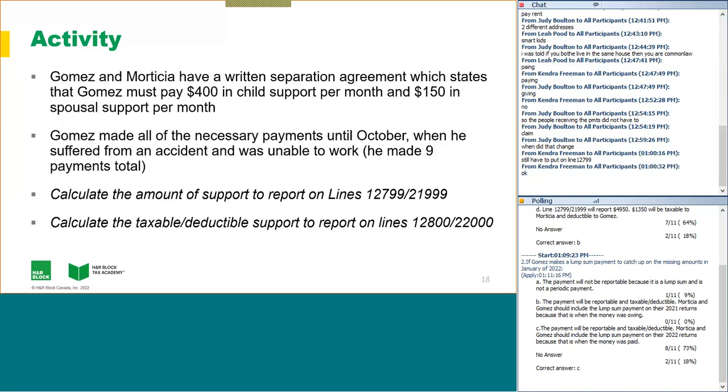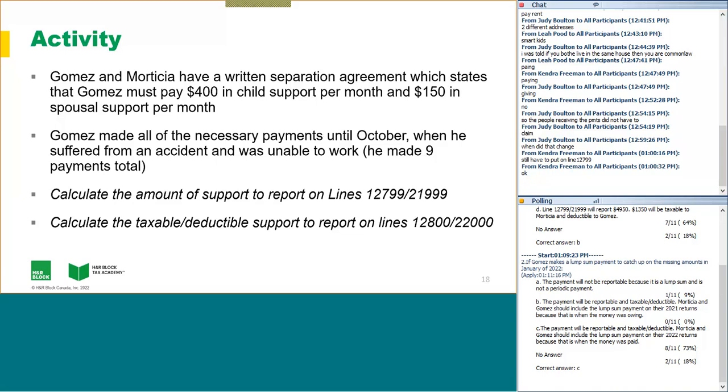So lump sum payments don't count, but if they are catch-ups for periodic payments that were missed, we treat them as if they were periodic payments. When do we report it? We report it in the year it is received, which means in 2022, they'll both have more reported for support for that year because more support was paid in that year. And then Gomez will get a nice big deduction because he's going to have all of his spousal support for the year plus 3 months of last year's spousal support as a deduction. Morticia will have a little bit more taxable income in the year. Okay?